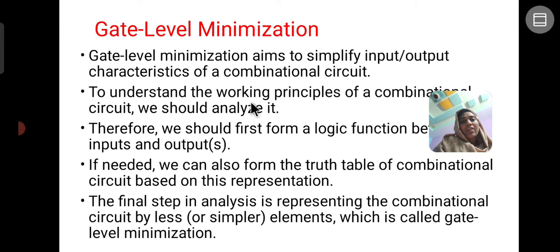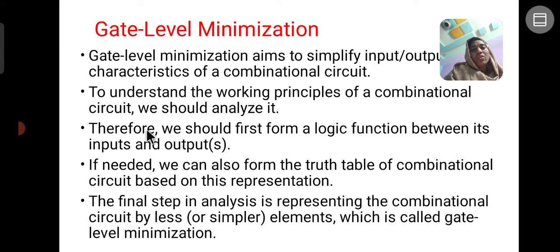To understand the working principle of a combinational circuit, we should analyze it. So first, to design any logic circuit, any combinational circuit, we have to analyze it. Therefore, we should first form a logic function between inputs and outputs, the relation between input and output. Using that, we have to form a truth table. So the third step is to form a truth table.